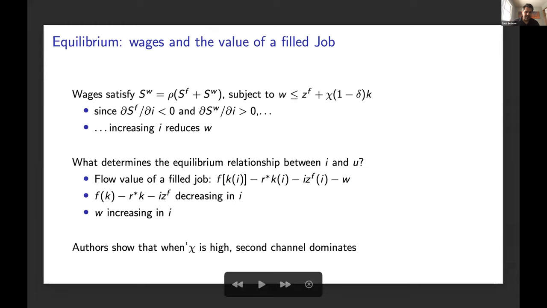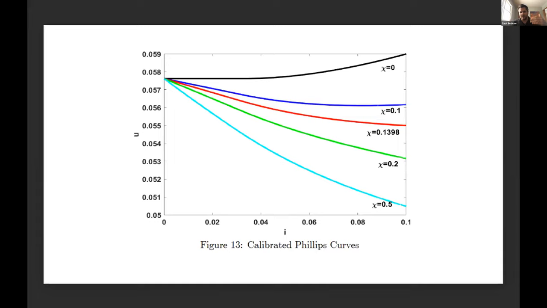Let me speed up a little bit. Here they're showing the long run Phillips curve, and you can see that as the collateral value of your capital increases, that leads to a more negative relationship.